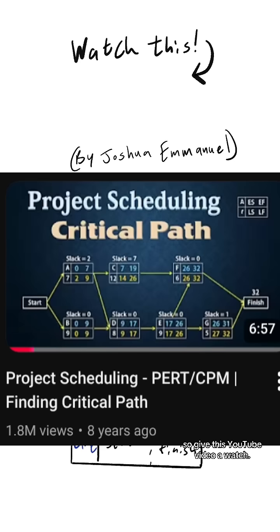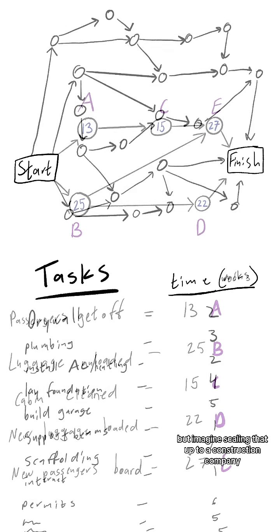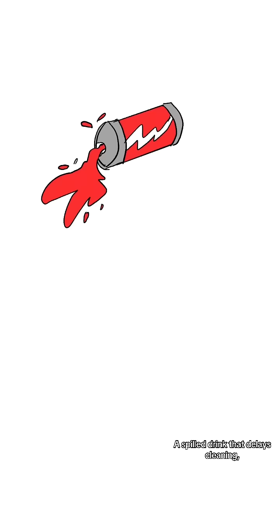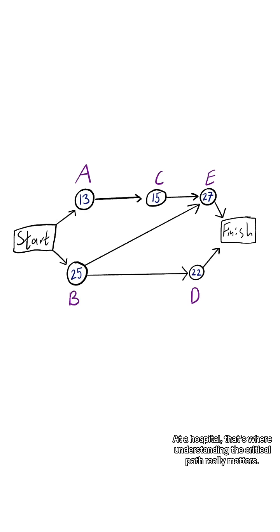What we just went over was a simple example, but imagine scaling that up to a construction company coordinating hundreds of tasks, or a hospital scheduling staff and specialized equipment around the clock. Of course, math doesn't exist in a vacuum. Real life throws curveballs, a spilled drink that delays cleaning, or an emergency surgery that shuffles around the entire schedule at a hospital. That's where understanding the critical path really matters. It gives you a framework to build an efficient system and adapt when things don't go according to plan.